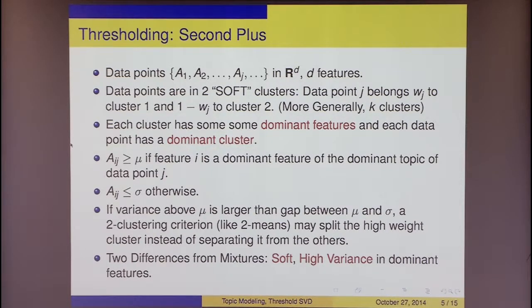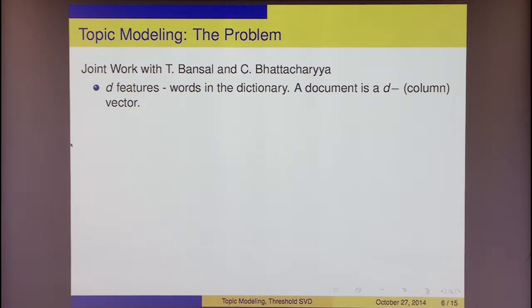So thresholding would really help in this case when the dominant things have very high variance, which is also going to be natural in the case of topic modeling. So that's all I'm going to say about thresholding. As I said, it's a simple idea, and that's going to buy us a lot. Okay, so here's topic modeling.